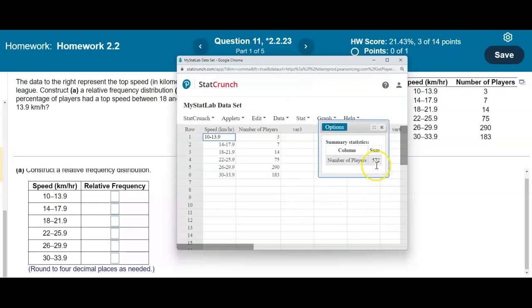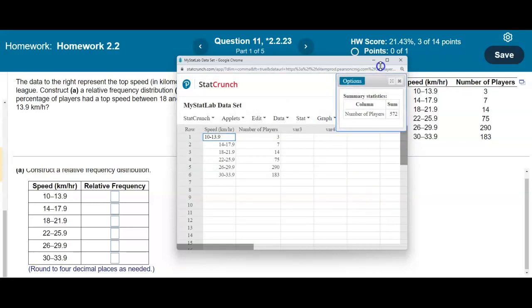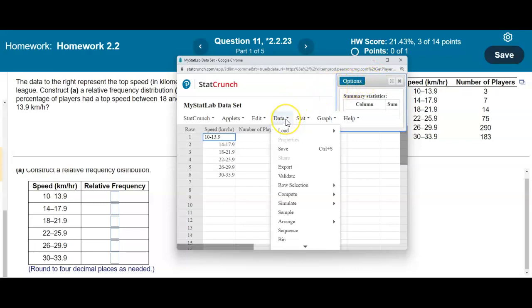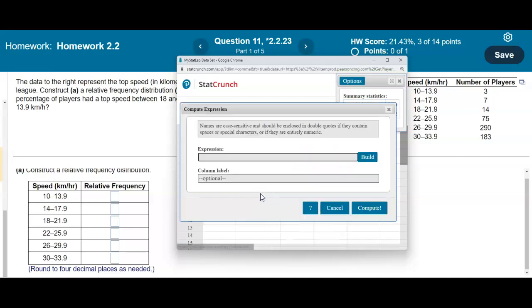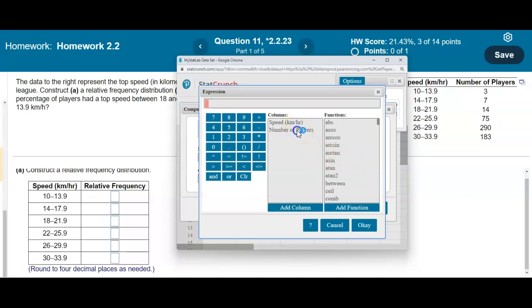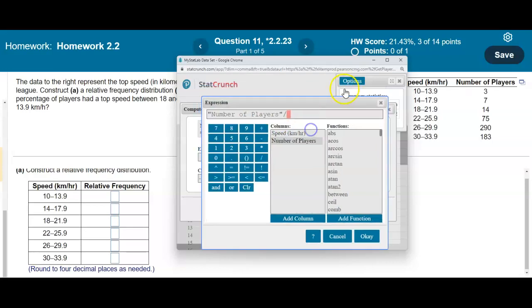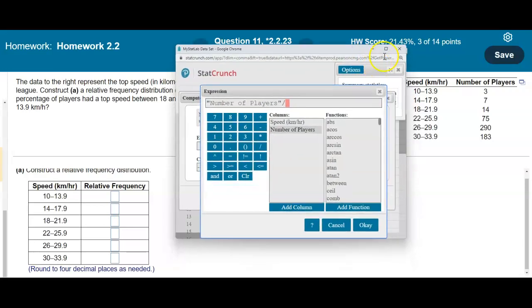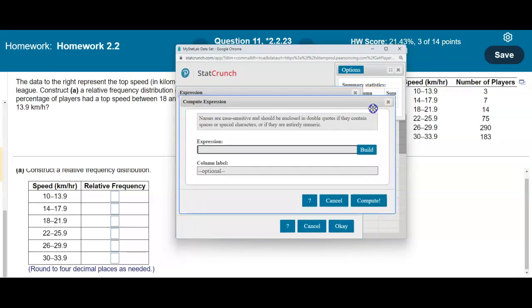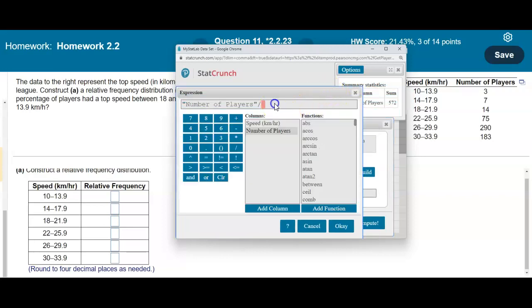The sum of that column is 572, so we're going to keep that number handy. Now we go to Data, select Compute, and then Expression. In that expression, we build it: we take the number of players, click on it to make sure it's up here, and divide it by the total, which was 572. Then we select OK.